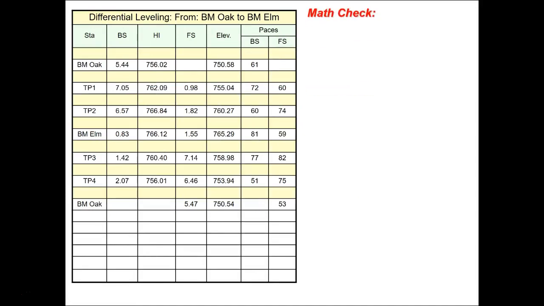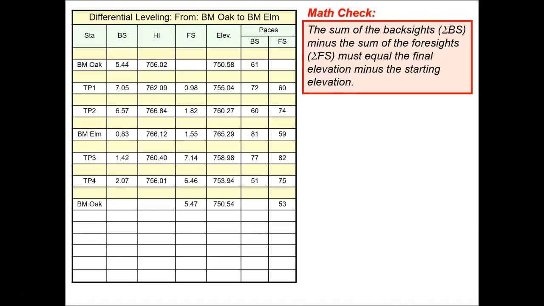So let's look at our leveling notes from our example with the oak and our elm trees. So first off, we need to do some math checks. What we're going to do first is sum all of our back sites, and we're going to sum all of our foresights, because when we take those values and look at the difference between those, that needs to be equal to the difference between our final and our starting elevation. So let's do that. So we sum our back sites. We're just taking all of these values here and adding them together. Okay, we're going to sum our foresights, take all of these values and add them together here.